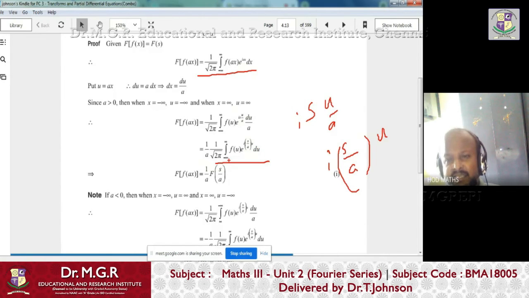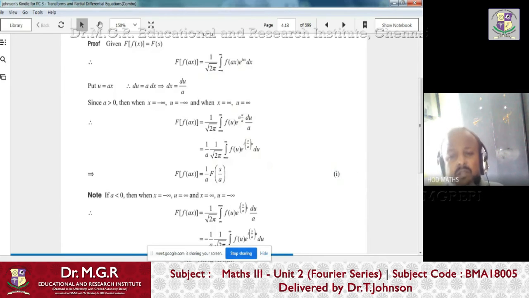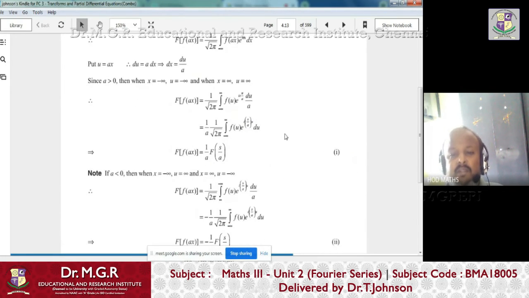So this is just like the definition of the Fourier transform, but here the only change is that in place of s, we have s by a. So 1 by a f of s by a. Then you may ask, sir, if a is negative, then what will happen?